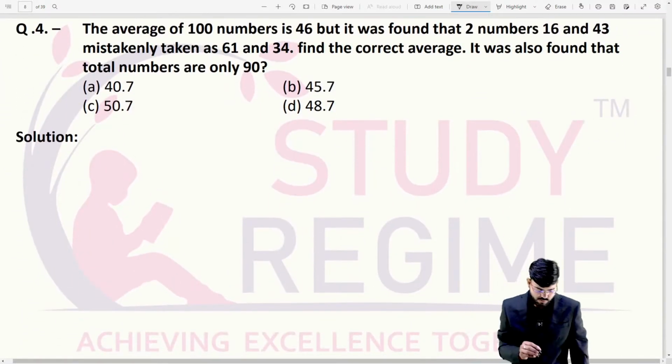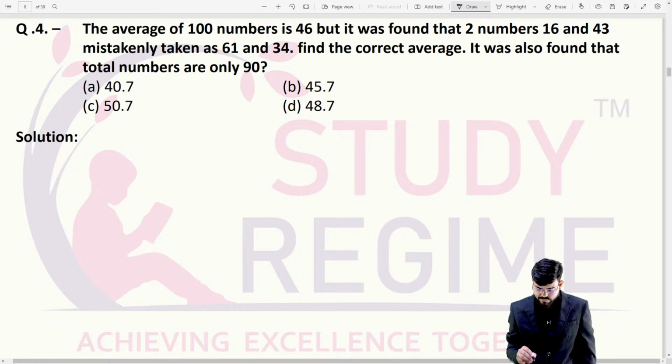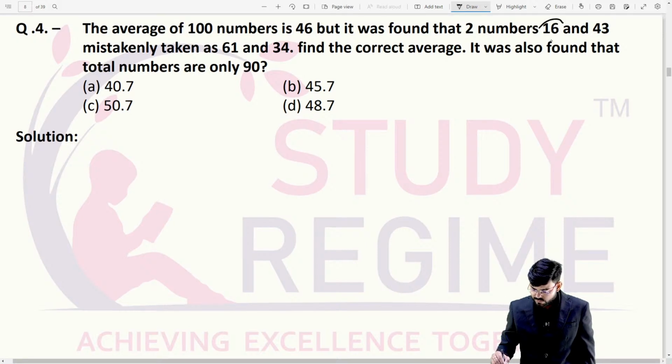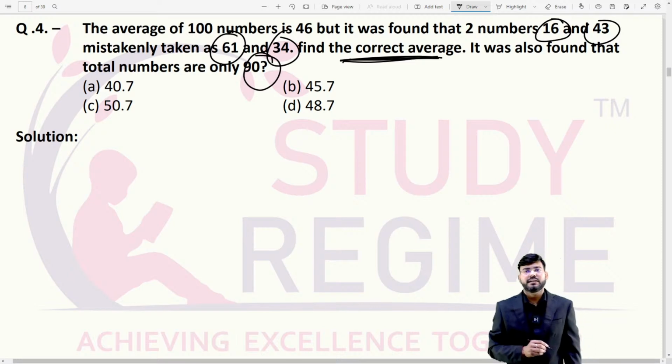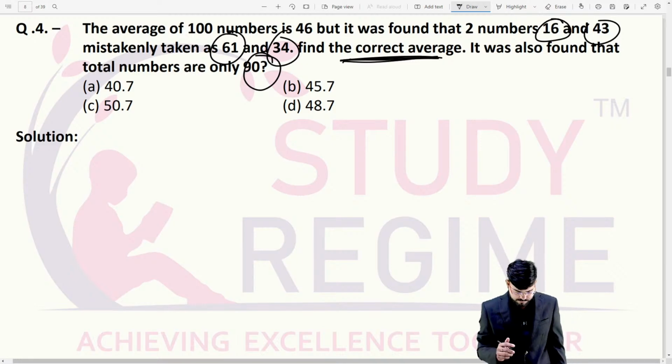Okay. Question number 4. The average of 100 numbers is 46. It was found that the two numbers 16 and 43 were mistakenly taken as 61 and 34. Find the correct average. It was also found that the total number was only 90. Earlier there were how many observations? 100. But later on how many observations are there? There are only 90.